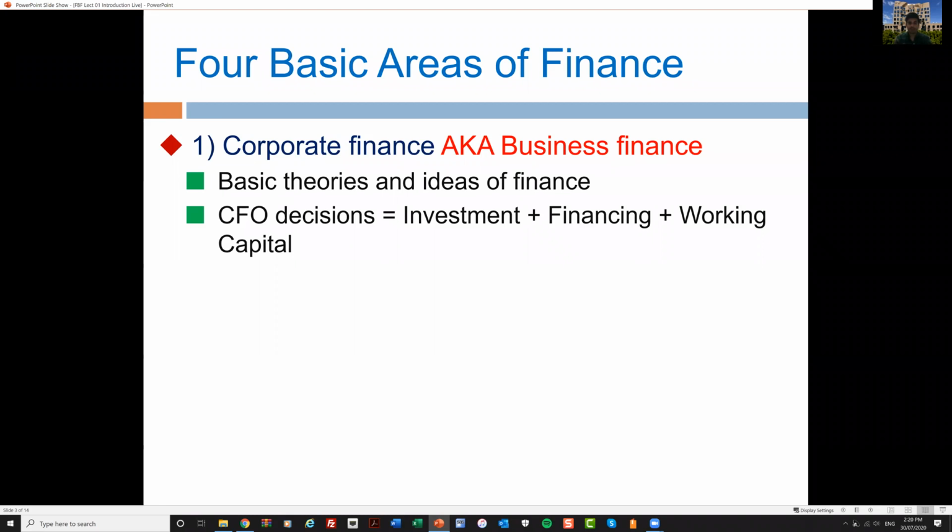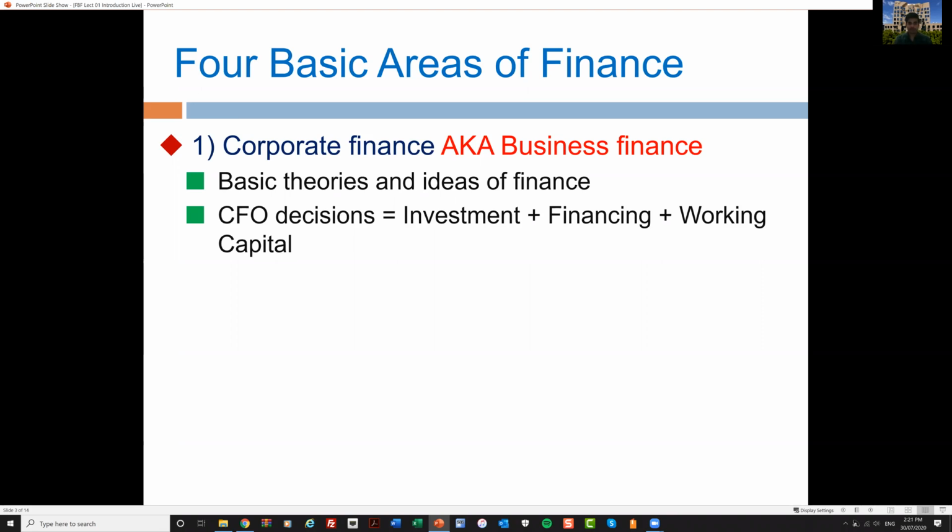Okay, so corporate finance is very broad. It covers basic theories. So earlier I talked about the time value of money, diversification, and arbitrage. Corporate finance covers those things. It also covers things like capital budgeting, cost of capital, and capital structure, which I'm going to talk about on the next slide.